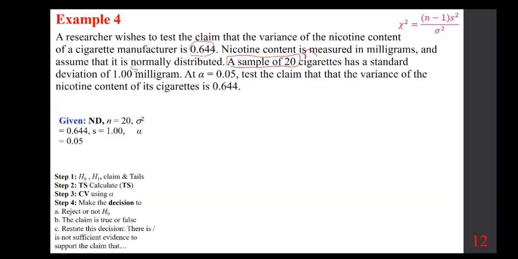So I explained how we test the claim. Test the claim that the variance of the nicotine content of its cigarettes is equal to, that means H0: sigma squared is equal to 0.644. That's the claim. And H1: sigma squared is not equal to 0.644. And what happens, it makes it a two-tailed test. The test statistic uses the top formula. We calculate chi-squared equals n minus 1 times s squared over sigma squared. Everything is given up there.